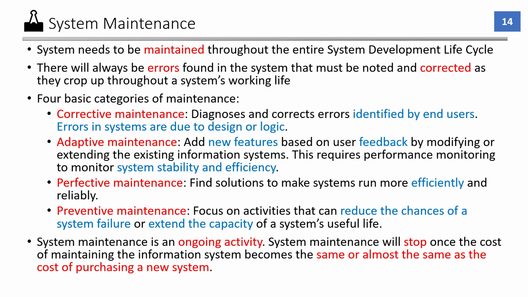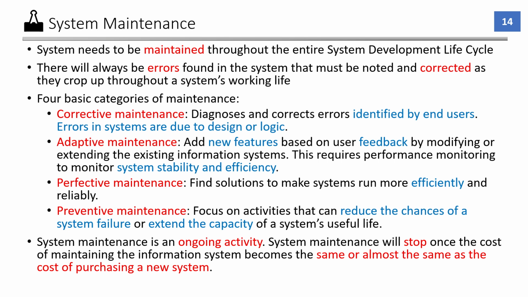Adaptive maintenance involves adding new features or making changes based on user feedback or changes in the business environment. This type of maintenance also requires monitoring system performance to ensure stability and efficiency. Perfective maintenance aims to improve system performance, making the system run faster, more efficiently, and more reliably. Preventive maintenance focuses on reducing the risk of future system failures and extending the useful life of the system.